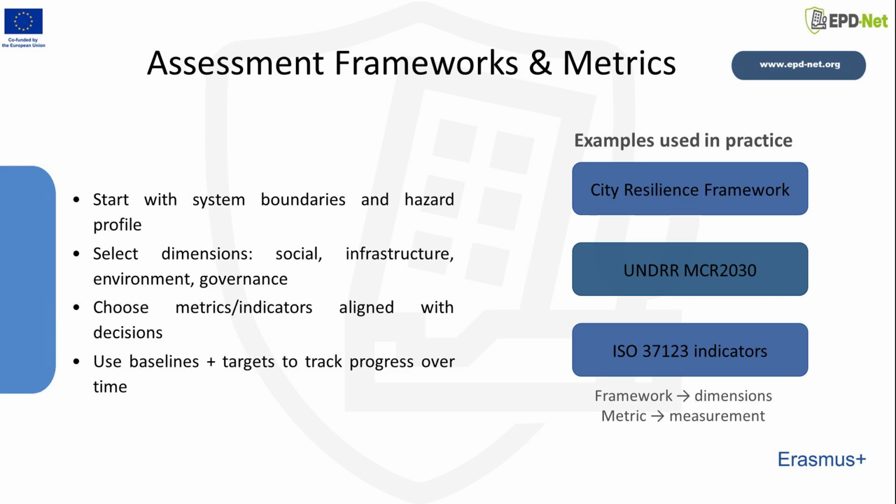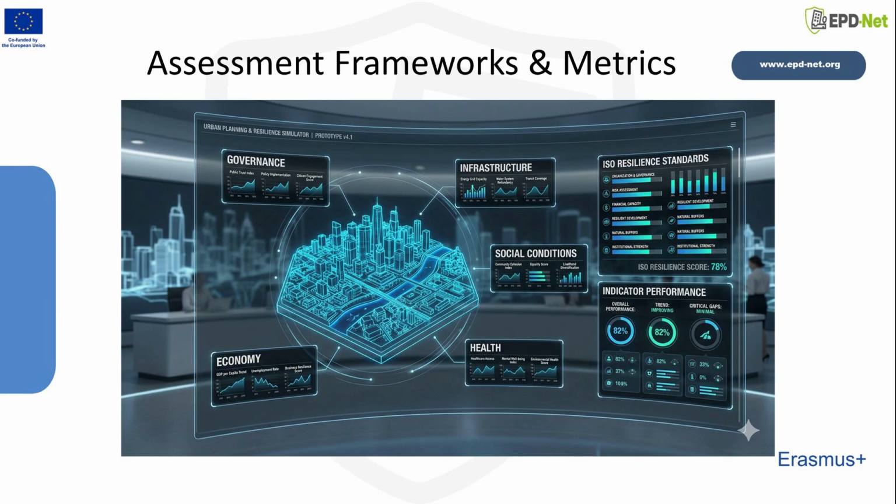A good framework begins with the planning unit, the hazard profile, and the decision context. Only then should planners choose indicators. If the indicators are disconnected from actual choices, they become decorative rather than useful. If they are too aggregated, they may hide spatial inequalities and trade-offs. The most valuable metrics are those that support diagnosis, comparison over time, and strategy design, while remaining transparent enough that decision-makers understand what they represent.